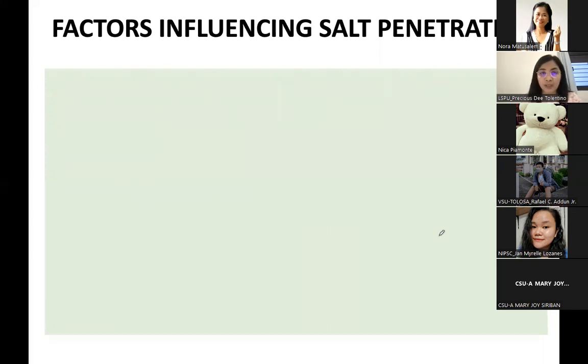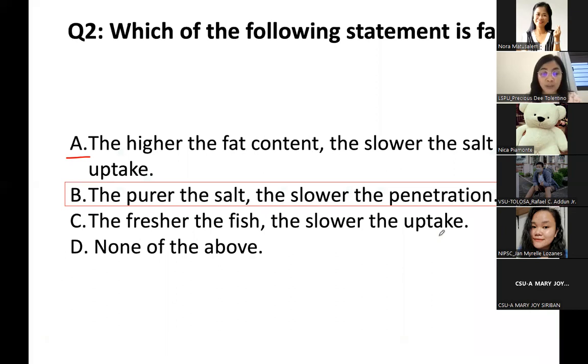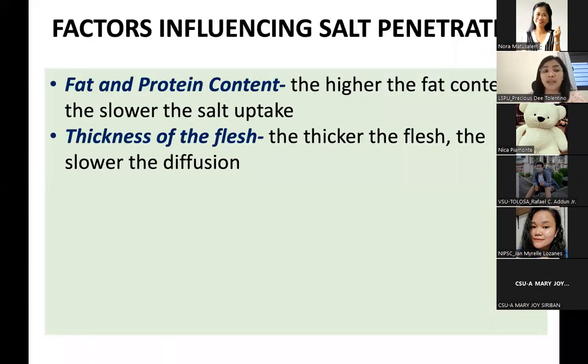Mali ba yung doon sa question, class? The purer the salt, the slower the penetration. False, that is correct. Slower yung penetration. Tama. Kasi of course, if pure yung salt, wala nang other materials like sand, other mga minerals that can slow down salt penetration. So tama yon.